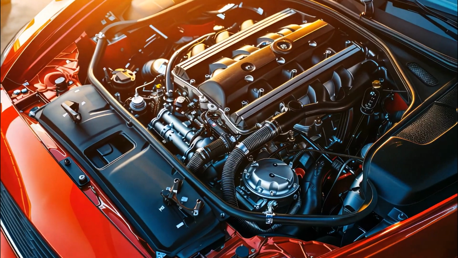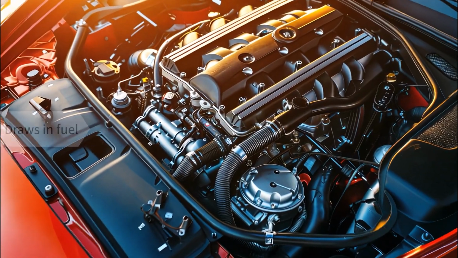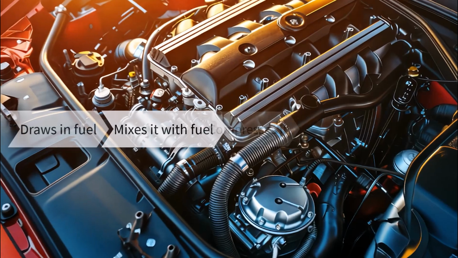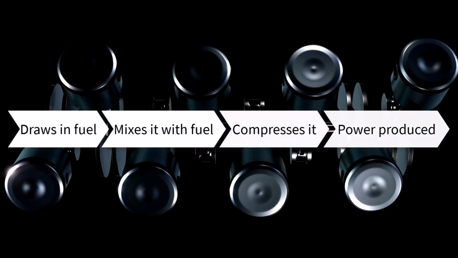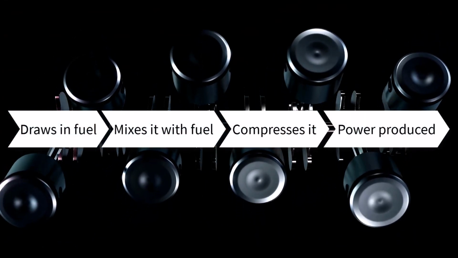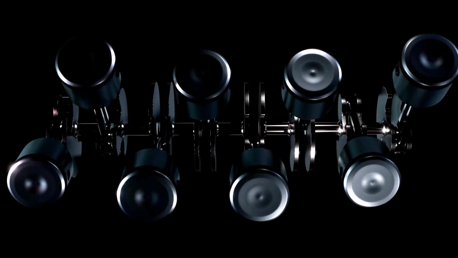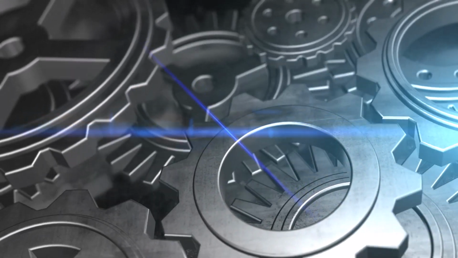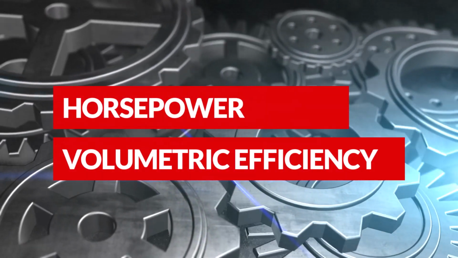The internal combustion engine functions like an air pump. It draws in air, mixes it with fuel, compresses it, and produces power through combustion. The more efficiently an engine can move air, the more power it can generate. Two important concepts that help us measure engine performance are horsepower and volumetric efficiency.